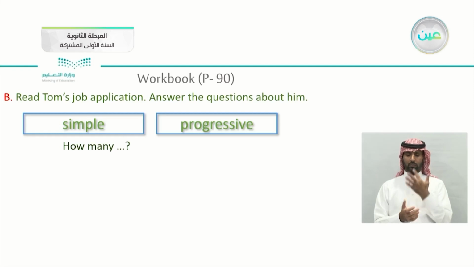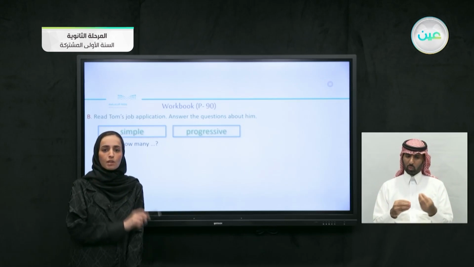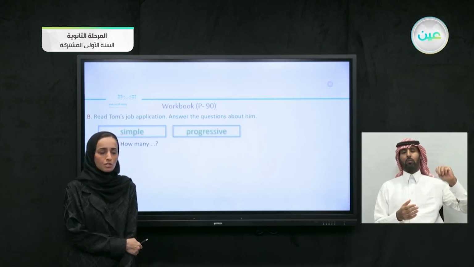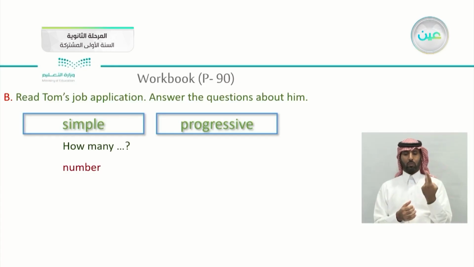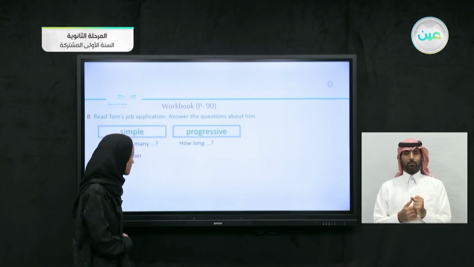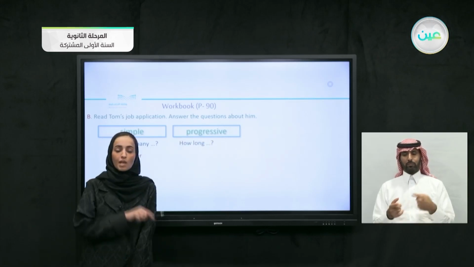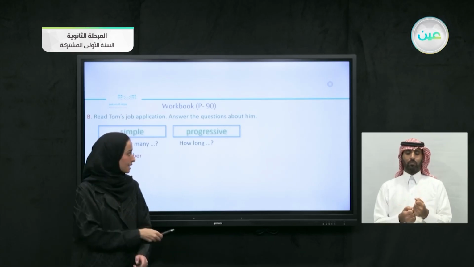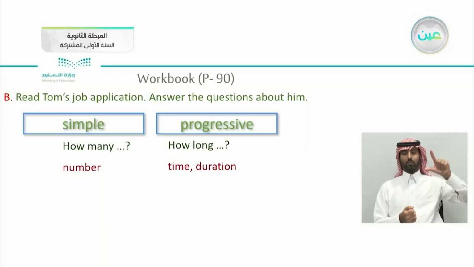Simple is to answer a question of how many. 1, 2, 3, 1 or 2 applications. It is actually about the number, not the time. Counting stories or these things. However, the progressive is about how long. I'm counting time this time. It is about the time or duration.